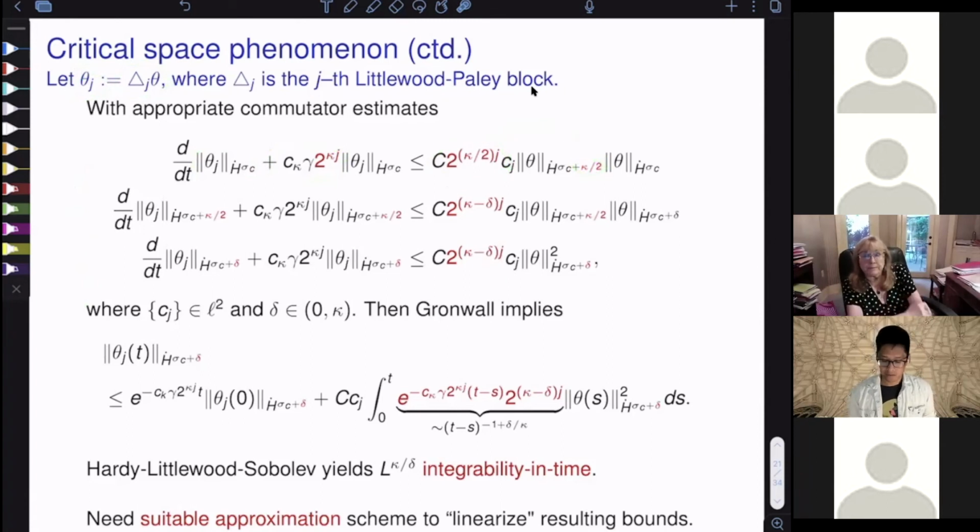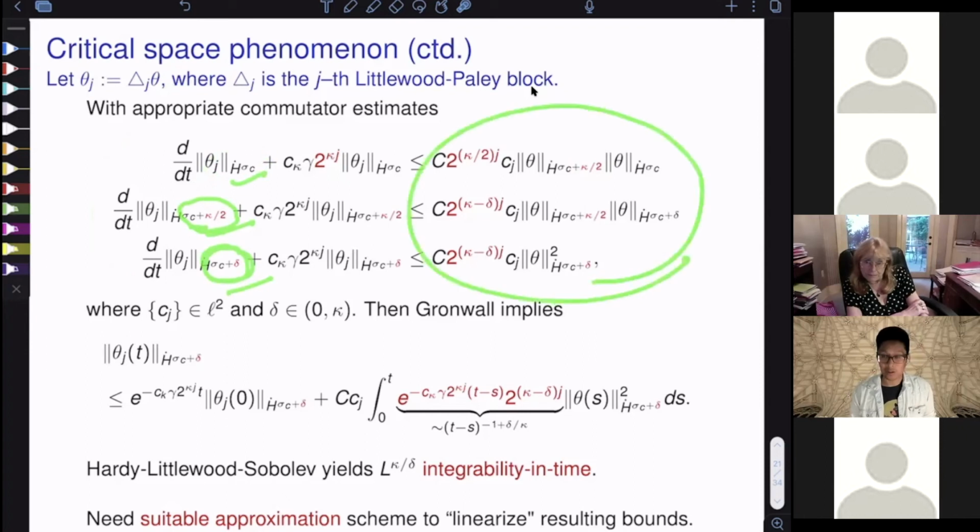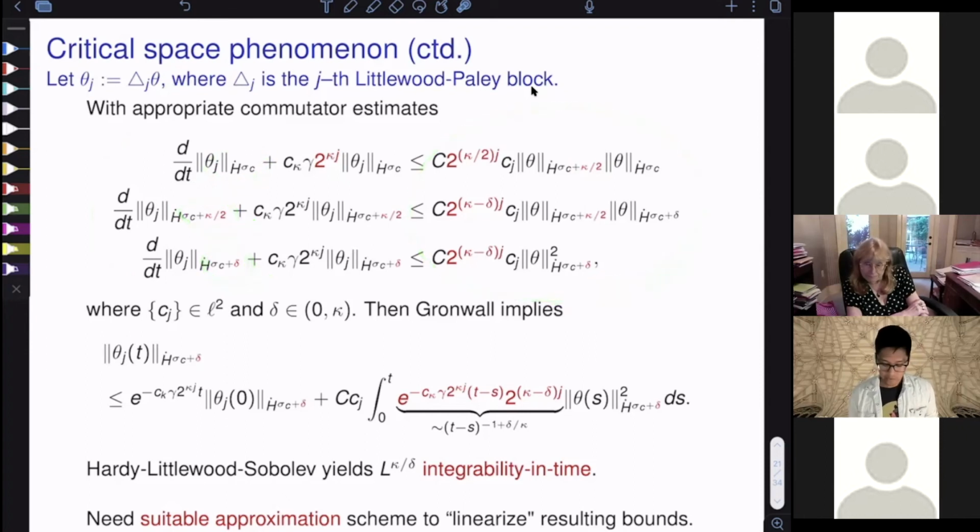There is a slight technicality, where there's a bootstrapping that one needs to do in order to close the estimates. So one gets estimates in the critical norm, one can then get it at the level of the dissipation, and then one can get it at the level slightly larger than the dissipation in delta. And you actually need estimates on all 3 of these things in order for things to close.